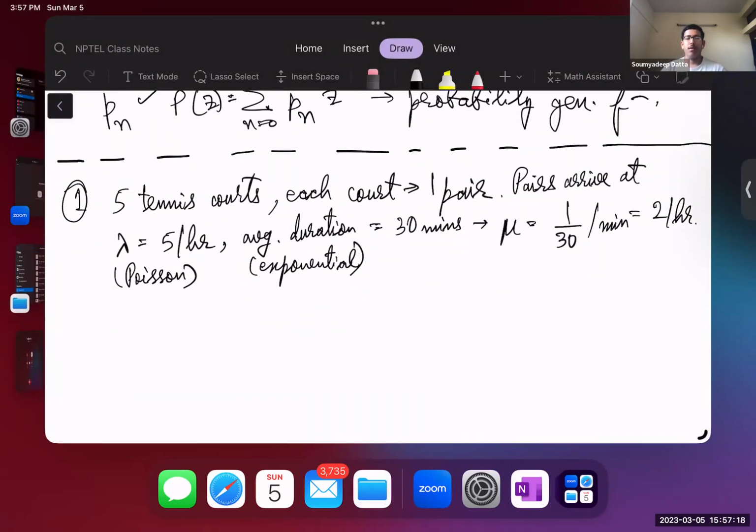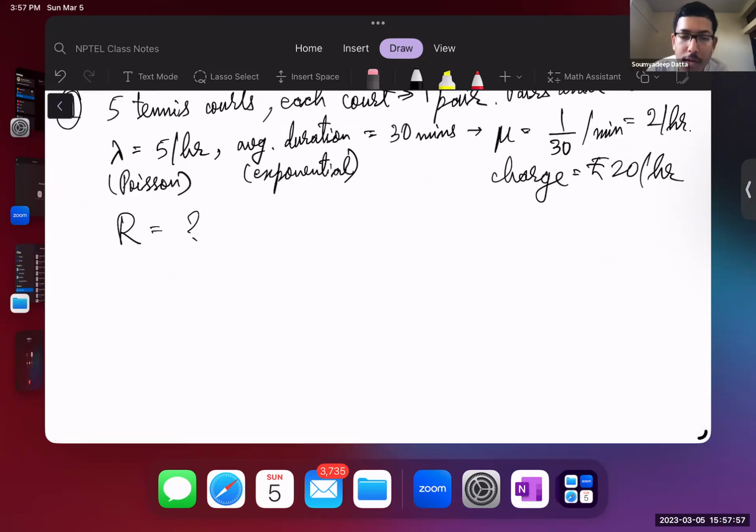Now I want to calculate the revenue rate per hour of the tennis court facility, where the charge for using the facility is, let's say, something like 20 rupees per hour. I want to calculate the revenue per hour in the steady state or in the long term. So this falls into the ambit of the M/M/c queue.